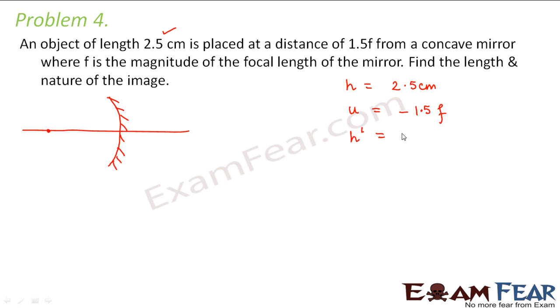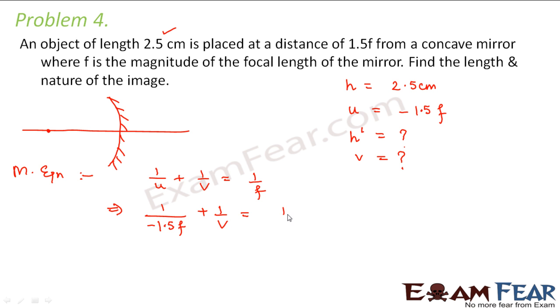So we have to calculate h dash and also the nature of the image. For that we will also have to calculate v. So let us make use of the mirror equation. From the mirror equation, 1 by u plus 1 by v is equal to 1 by f. So what is u? It is minus 1.5 f, plus 1 by v is equal to 1 by f.